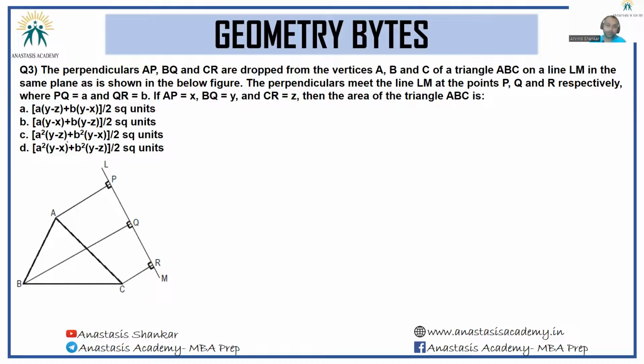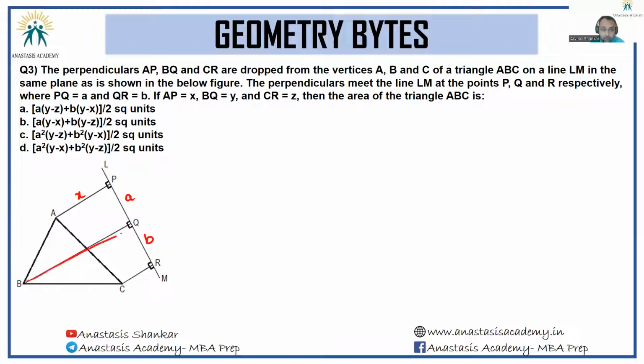Moving on. The perpendiculars AP, BQ, and CR are dropped from vertices A, B, C of a triangle ABC on a line LM in the same plane as is shown in the below figure. The perpendiculars meet the line LM at points P, Q, R respectively. All of them are 90 degree. PQ is A. QR is B. AP is X.